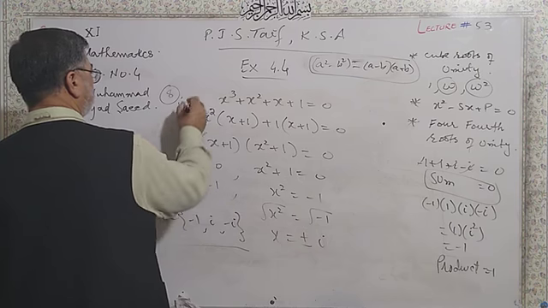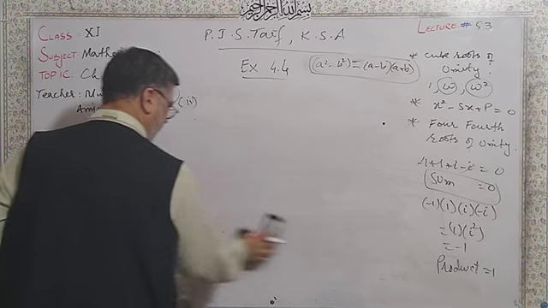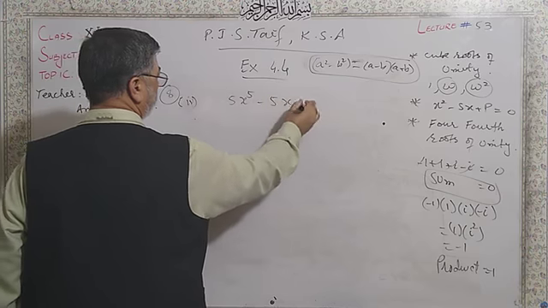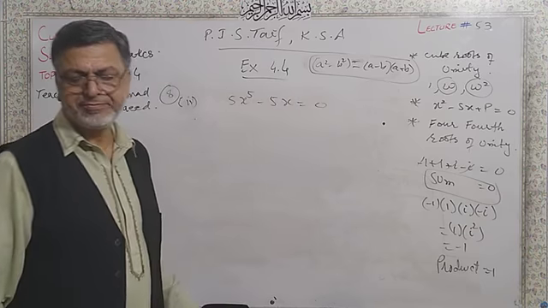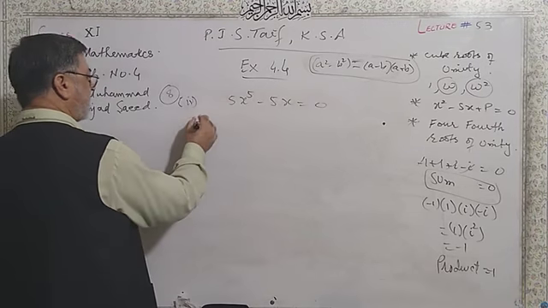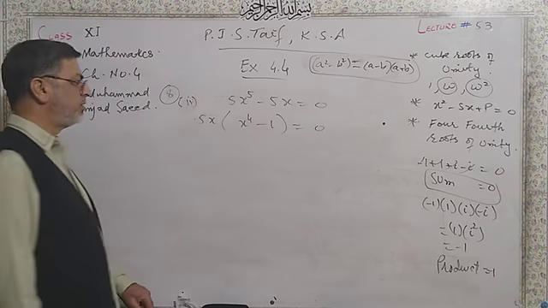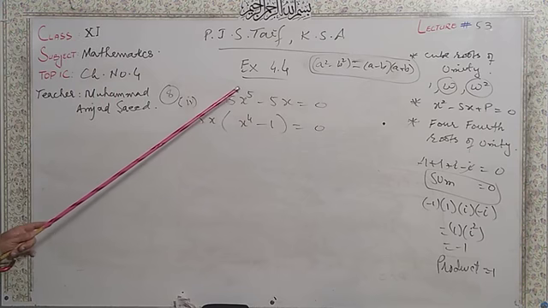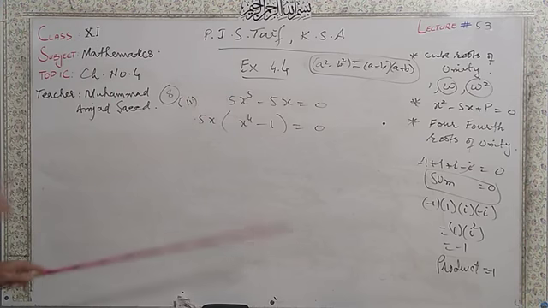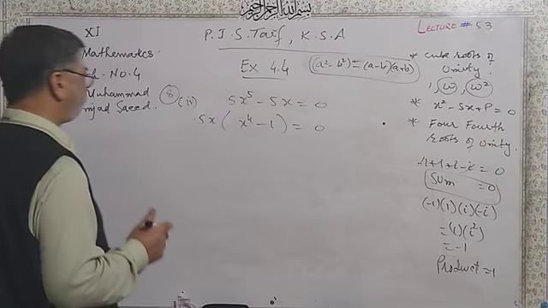Part number 4 is x^5 minus 5x. x^5 minus 5x is equal to 0. Here, taking 5x common, you can have x^4 minus 1 is equal to 0. Dear students, you can check the degree of the polynomial, that is 5. Maximum power is 5. So there will be 5 roots in your solution set.